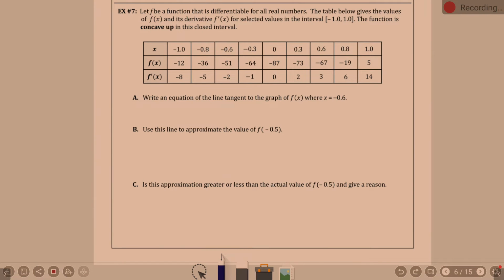Okay, 7. Let f be a function that is differentiable for all real numbers. The table. You guys have missed tables, right? The table below gives the values of f and its derivative for selected values from -1 to +1. The function is concave up in this closed interval. Somewhere that's going to mean something, right? We don't even know what we're doing yet, but somewhere that's going to be important. Okay, A. Write an equation of the line tangent to the graph of f of x where x equals -6/10.